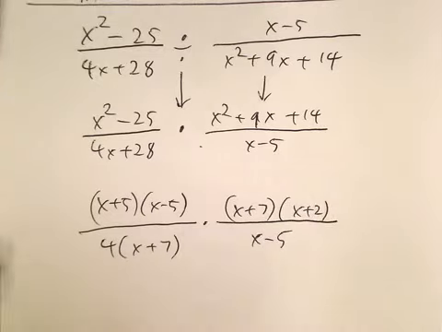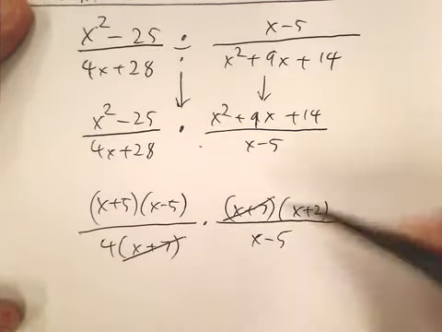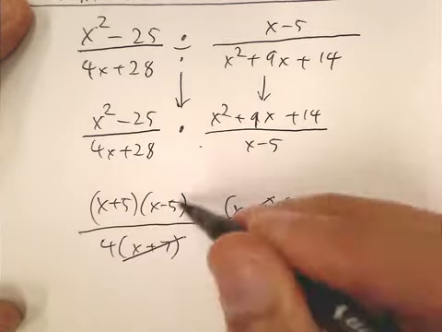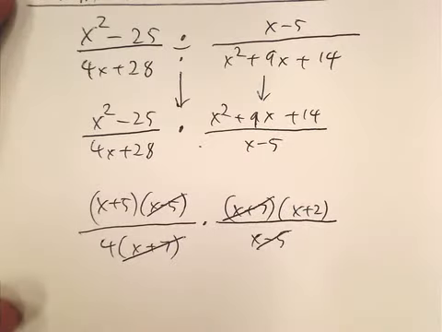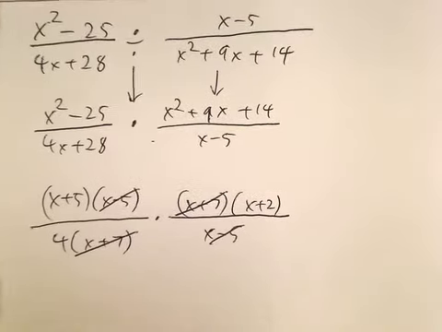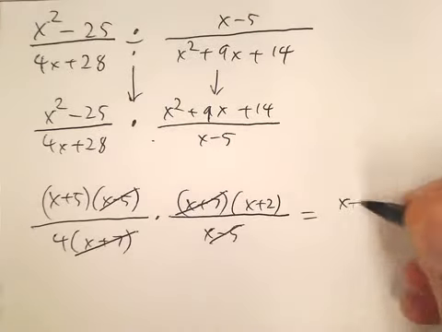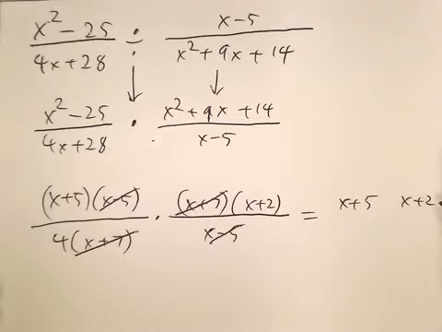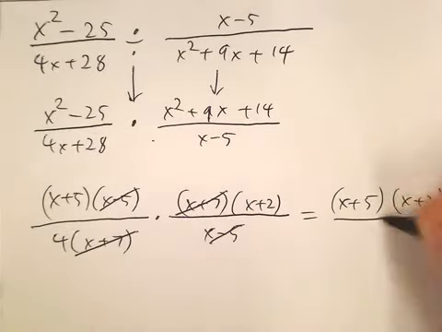Okay. Things that cancel out. The x plus 7 and the x plus 7 are the same. X minus 5, x minus 5. Nothing else matches. So I'll write out my final answer. X plus 5 and x plus 2 all over 4.